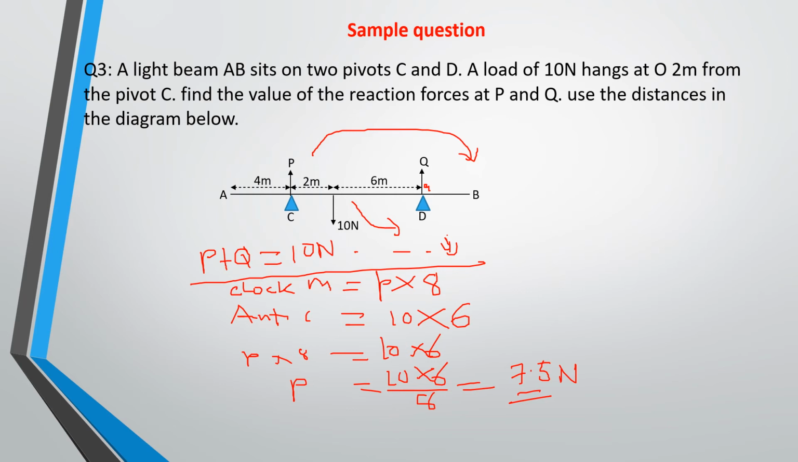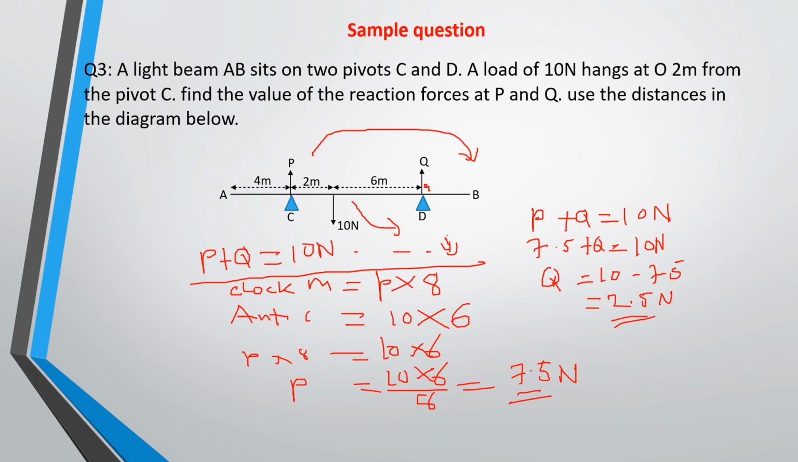Once you have gotten P, substitute it into equation 1. We had from equation 1 that P plus Q is equal to 10 Newton. So 7.5 plus Q is equal to 10. So Q will become 10 minus 7.5, which gives us 2.5 Newton. You see that for you to solve any problem on moment, you need to be able to interpret the question. Once you can interpret it, it comes out easily.